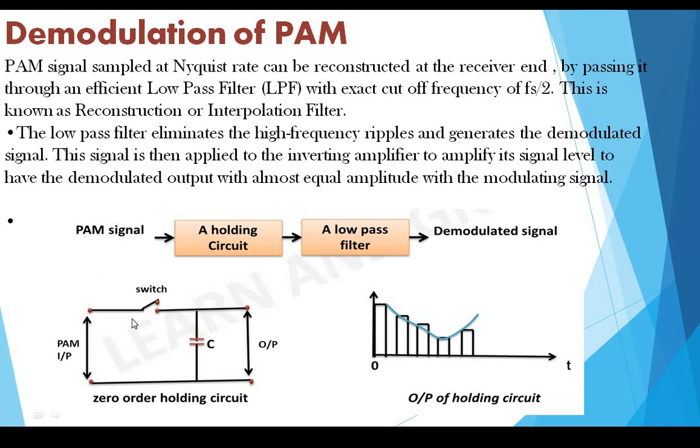So this switch, when it is open, your capacitor gets charged, and you will be getting a holding circuit. It will hold the particular amplitude of the signal for a particular time, and then you will be getting your message signal. This is smoothened, removing higher frequency components, and given to the amplifier to get the message signal, which is approximately equal to the amplitude of your message signal.